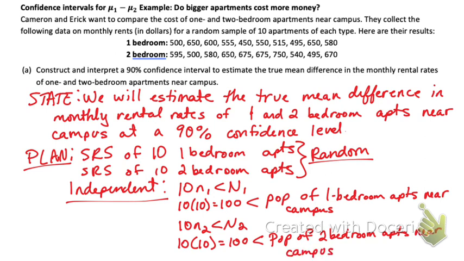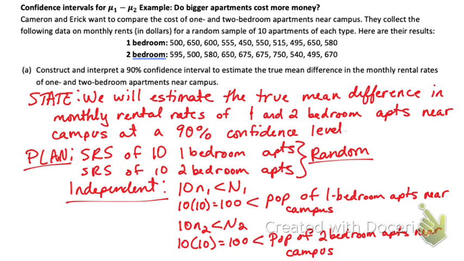Oh, by the way, did I tell y'all you should have written really small? I'm just kidding. I mean, you should have, but it's fine. It's fine if you didn't. Okay, so we have stated, we have planned partially. We're two-thirds of the way there. Random, independent. Any questions so far?